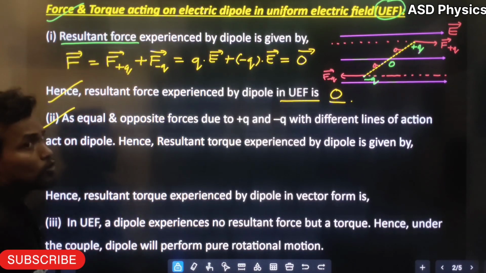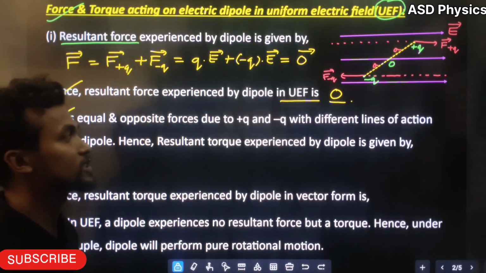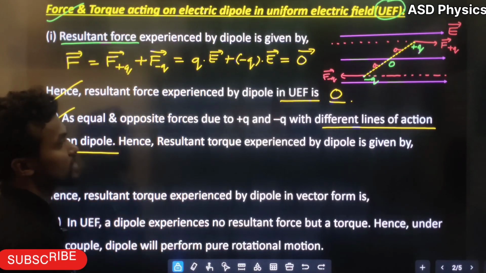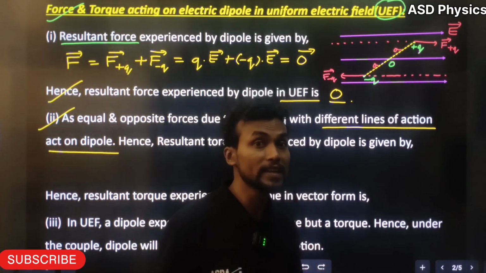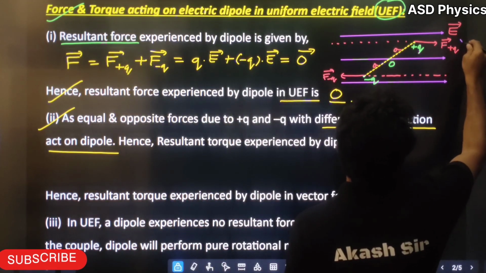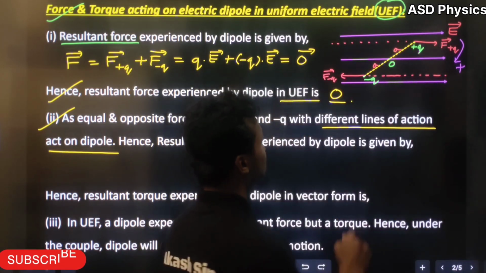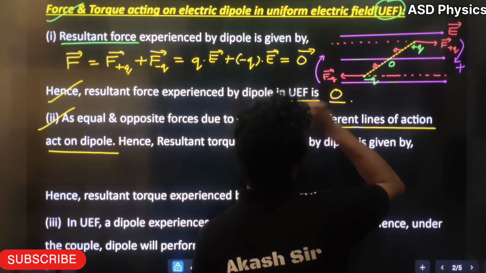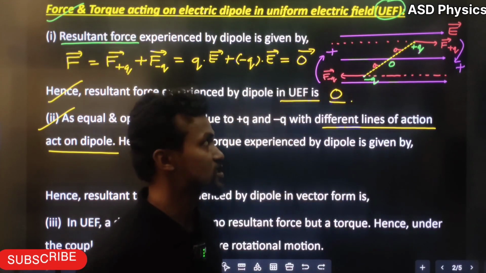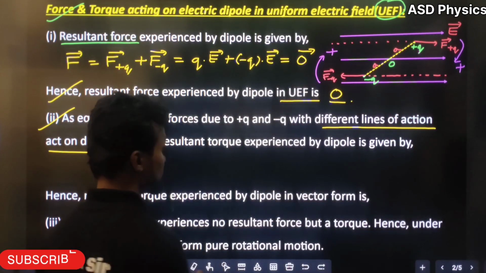Now for the torque derivation, let's see, as equal and opposite forces due to plus Q and minus Q with a different line of action act on the dipole, hence the resultant torque experienced by the dipole is given by, so see here please students, this F plus Q will try to rotate the dipole in clockwise direction about point O. Similarly, this F minus Q also will try to rotate the dipole about point O in which direction? In the same clockwise direction. That's why we have taken the same sign, plus.